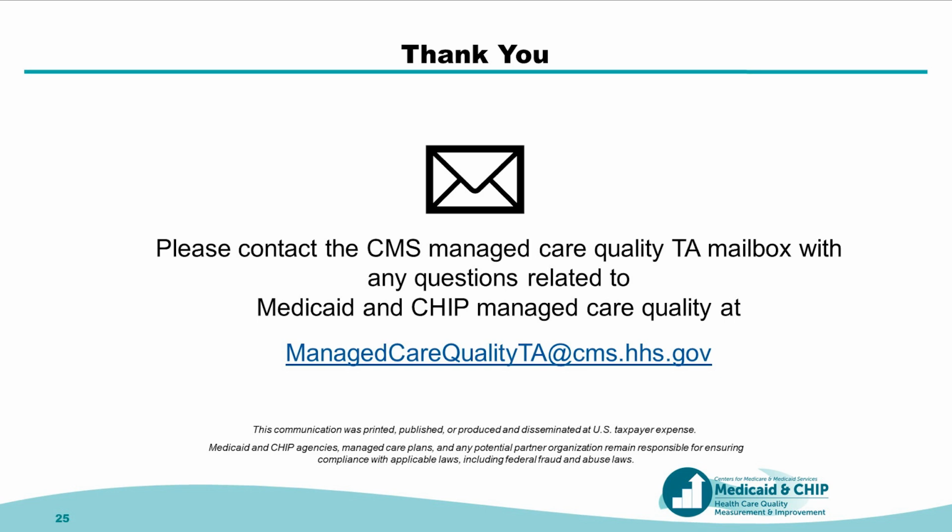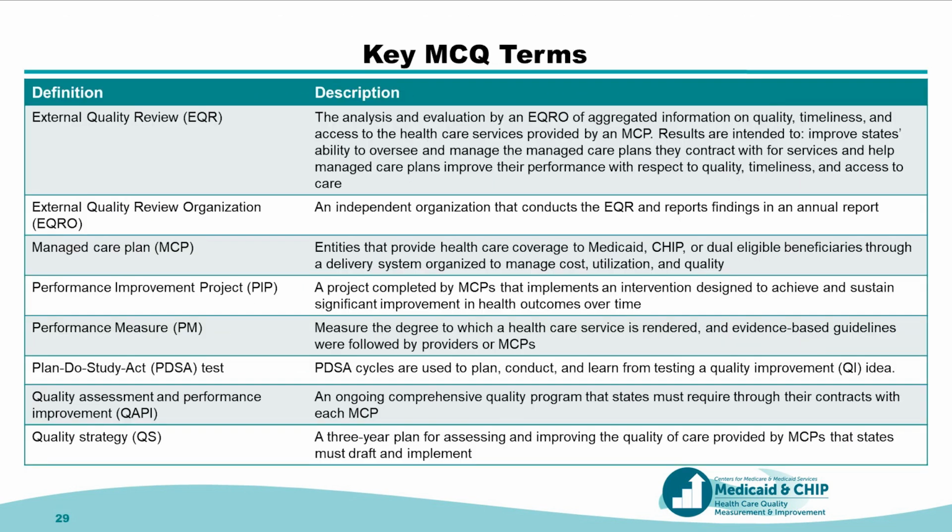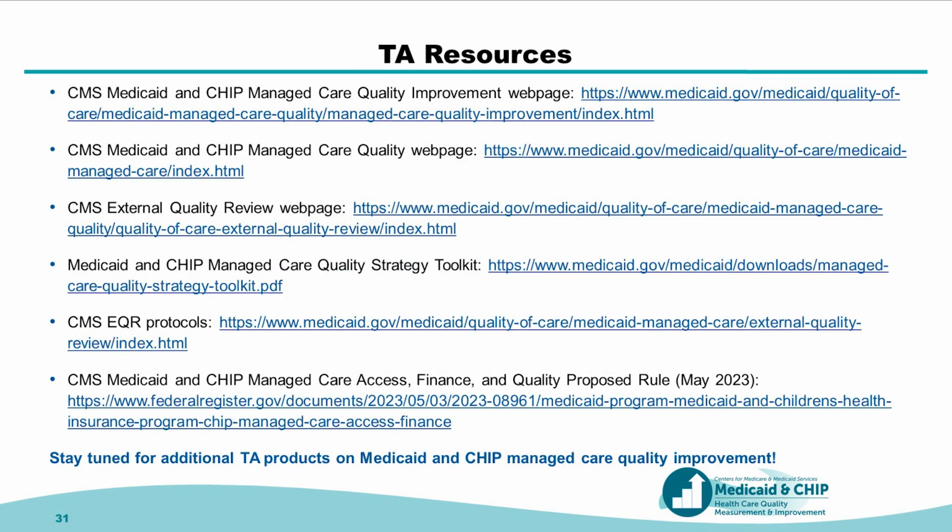Before we go, we want to note that the appendices of this slide deck contain several additional resources that you may find helpful. Appendix A lists the managed care oversight activities that apply to each type of managed care plan. Appendix B shares definitions for key acronyms used throughout this video. And Appendix C includes links to TA resources related to managed care quality, including links to CMS's Managed Care Quality webpage and the External Quality Review subpage, and links to the 2023 EQR protocols.